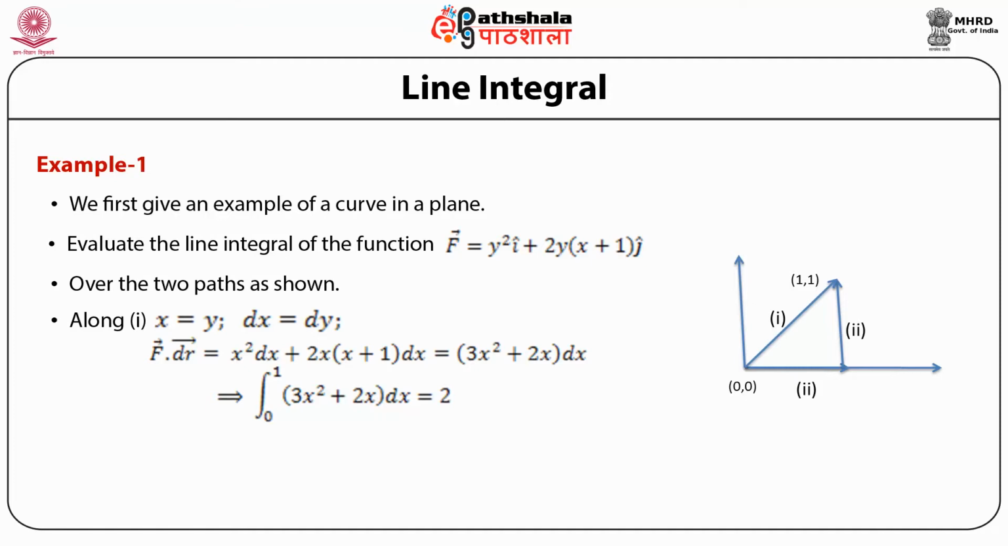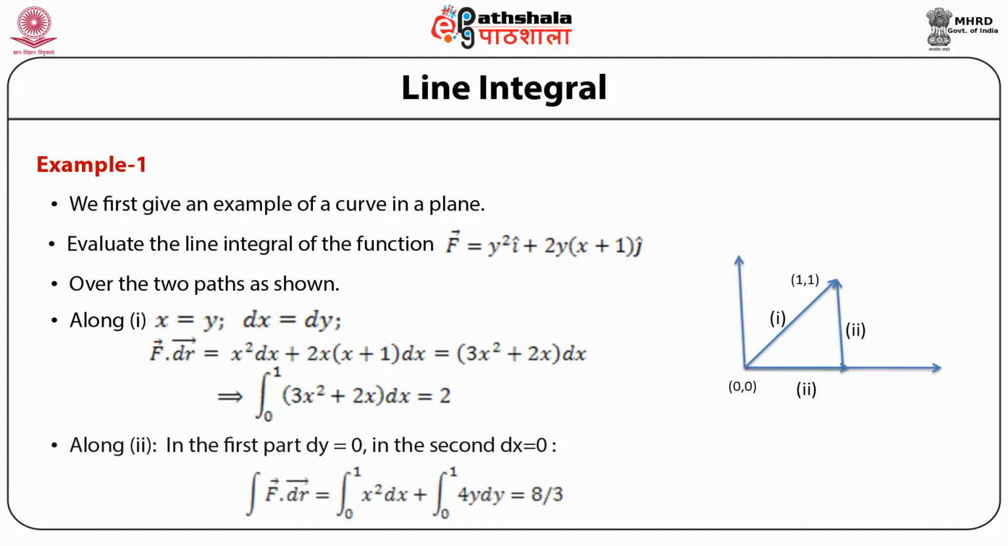This implies that the integral from 0 to 1 of (3x² + 2x) dx is equal to 2. So for the second path, in the first part dy is equal to 0, and in the second part dx is equal to 0. So the integral of F·dr equals the integral from 0 to 1 of x² dx plus the integral from 0 to 1 of 4y dy, which equals 8/3.